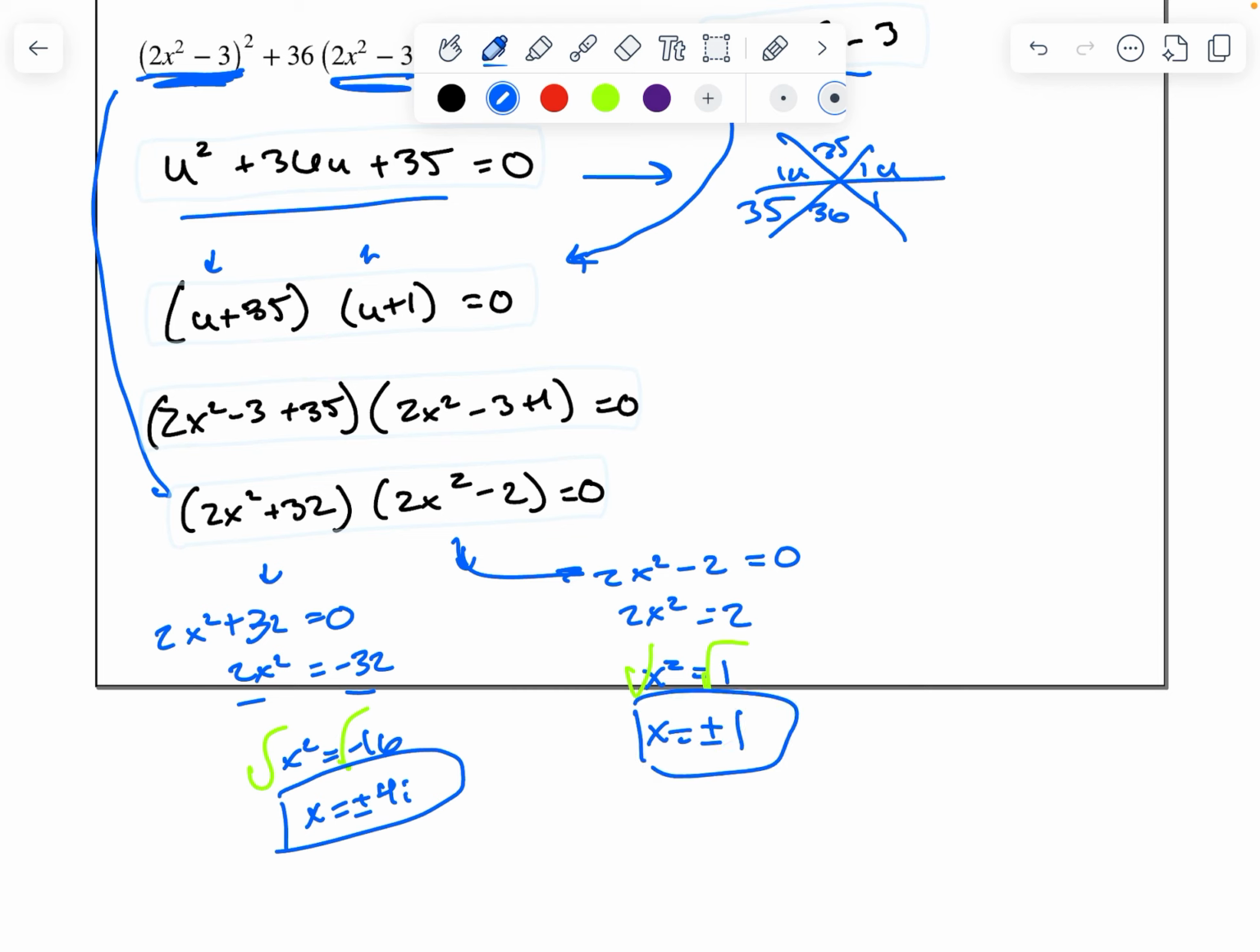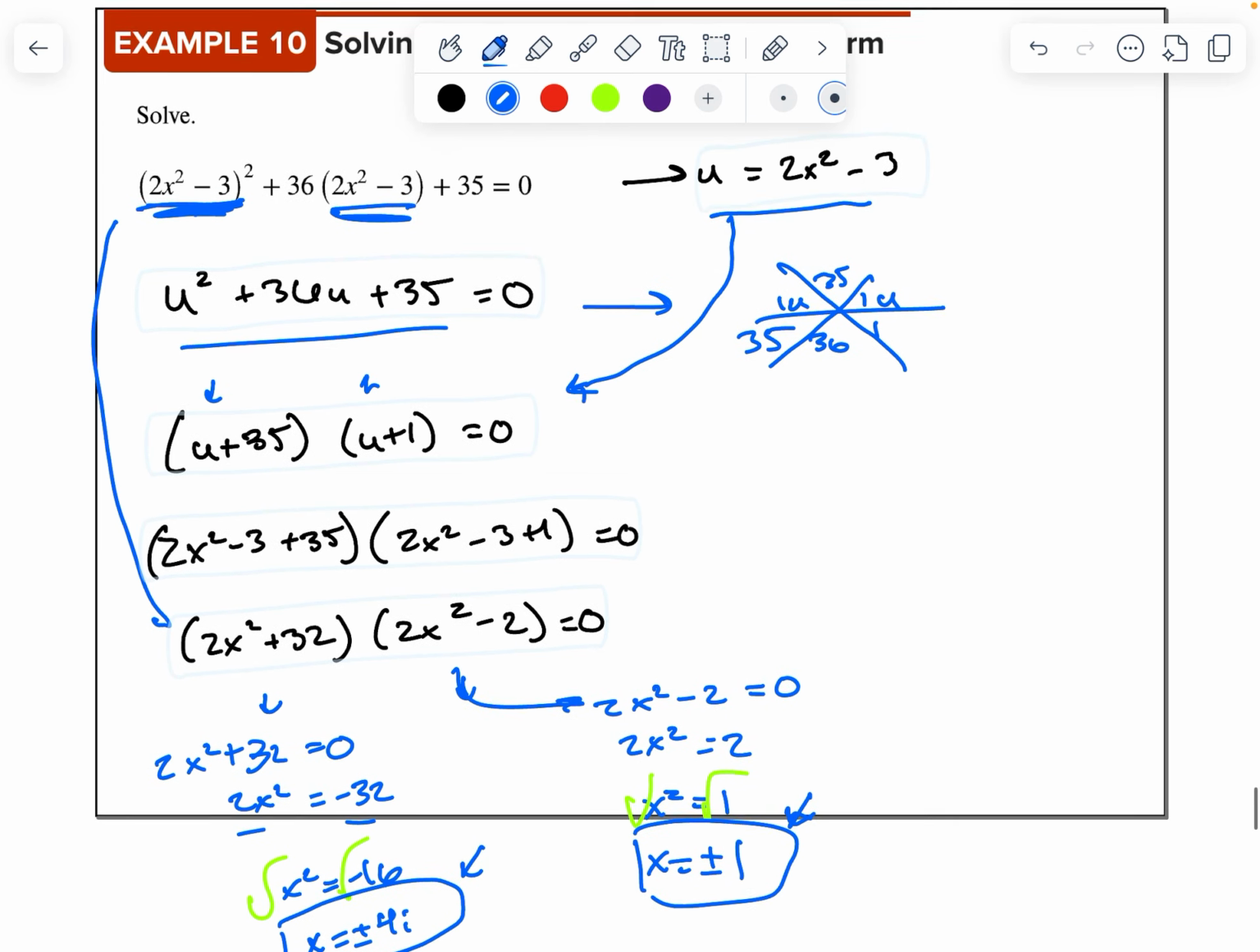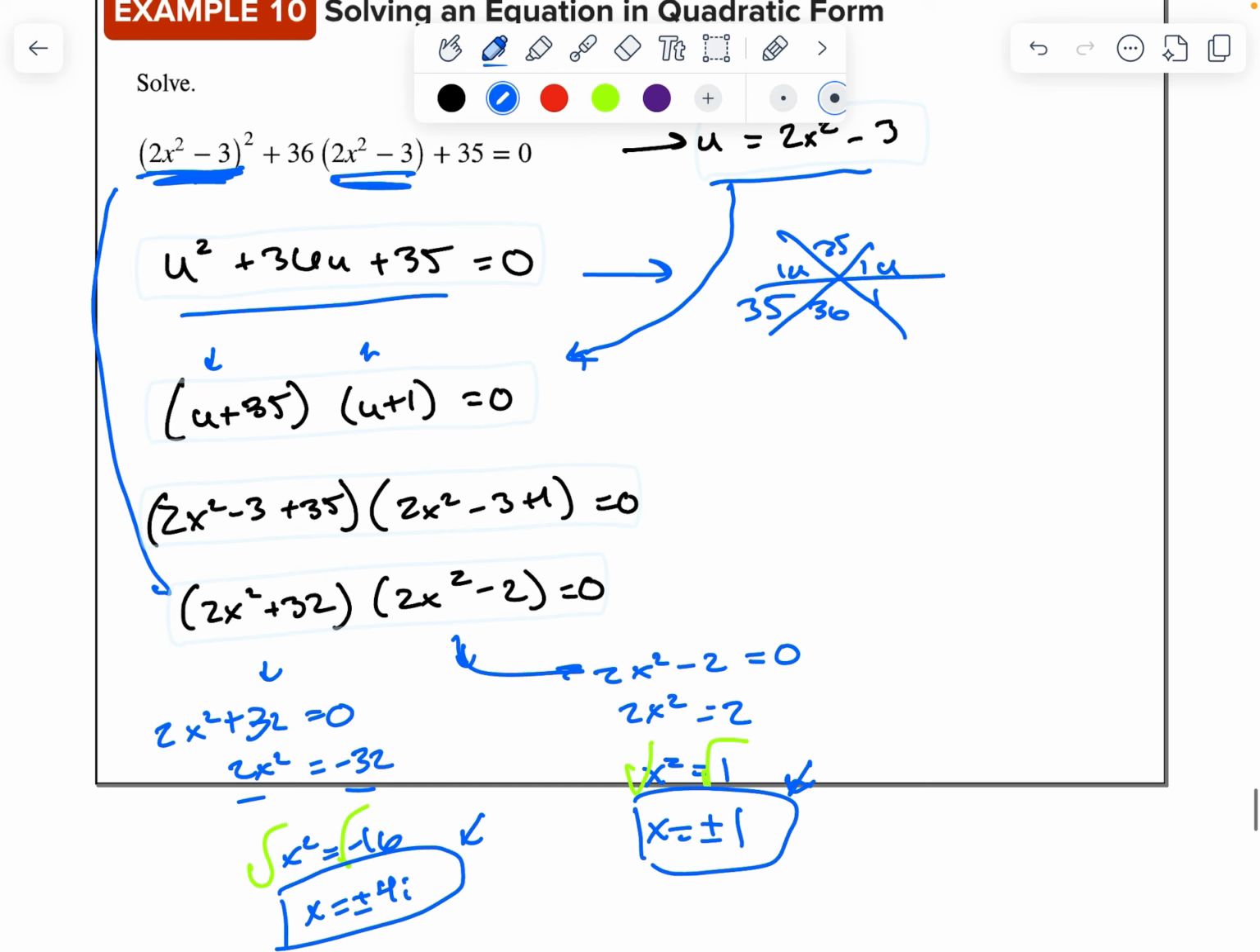It would really help you to go back and review your simplifying. There's a video on simplifying radicals. There's a video that will help you out here. There's a video on solving quadratics that will help you out here as well. Both of those videos sort of tie into this. That was actually the last lesson that we did.